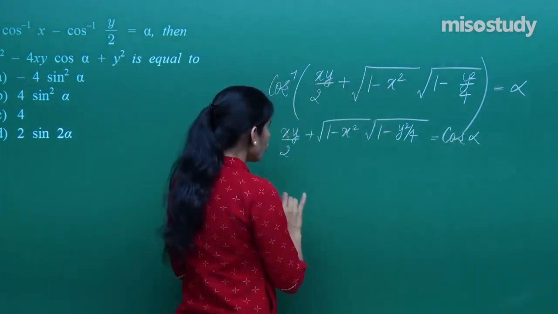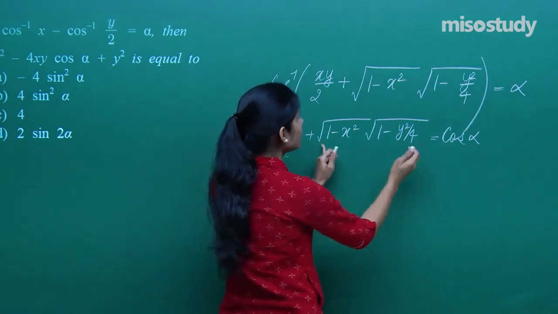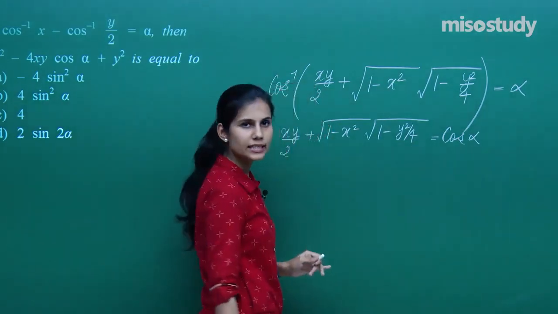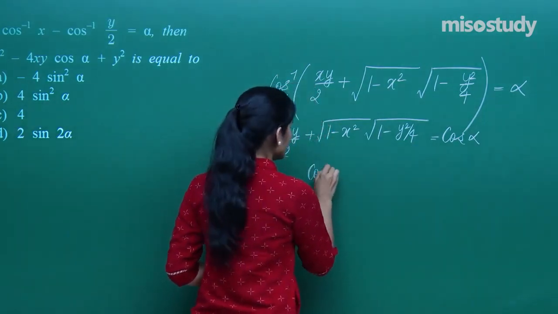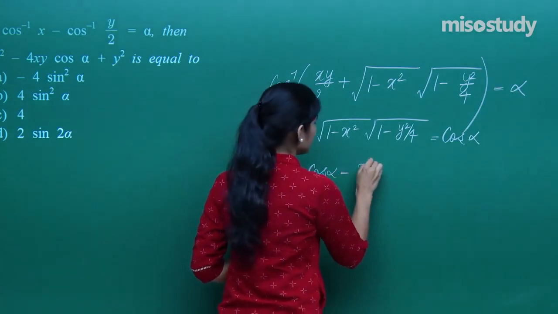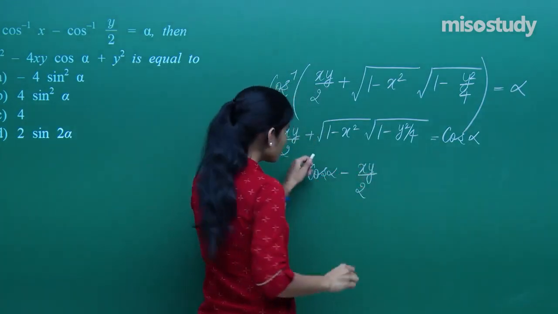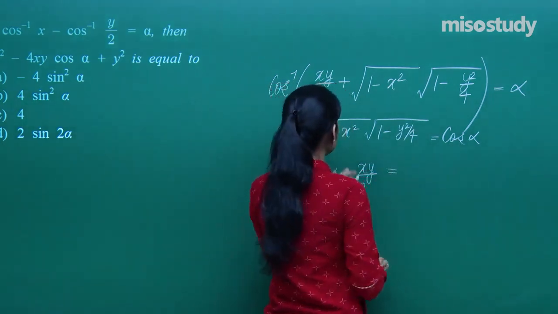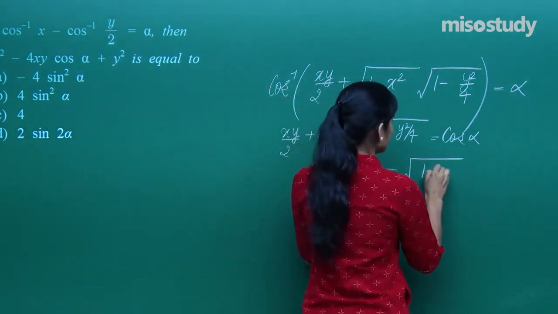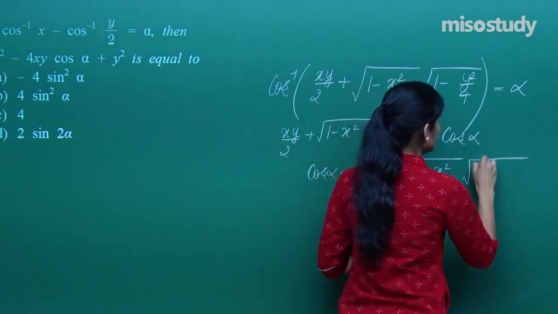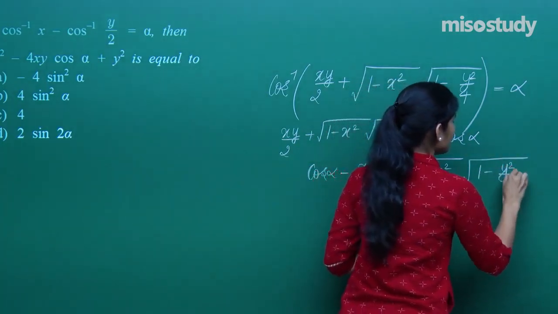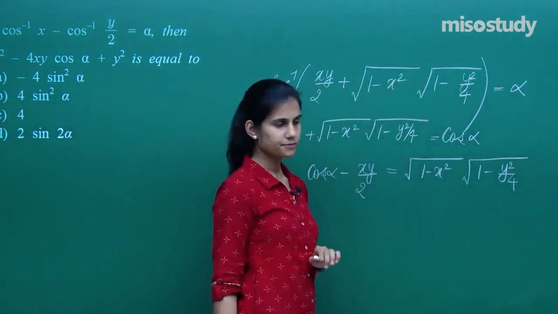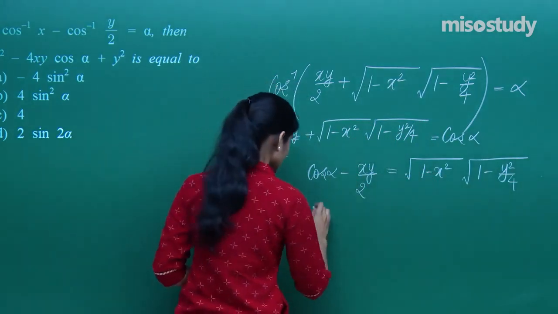Fine. Now over here, you can very easily see, I want to get rid of these square root signs. So what I do is, I perform this step. I take xy by 2 cos alpha and leave these square root sign expressions alone. I get 1 minus x square here and 1 minus y square by 4 here. Now you square both sides.